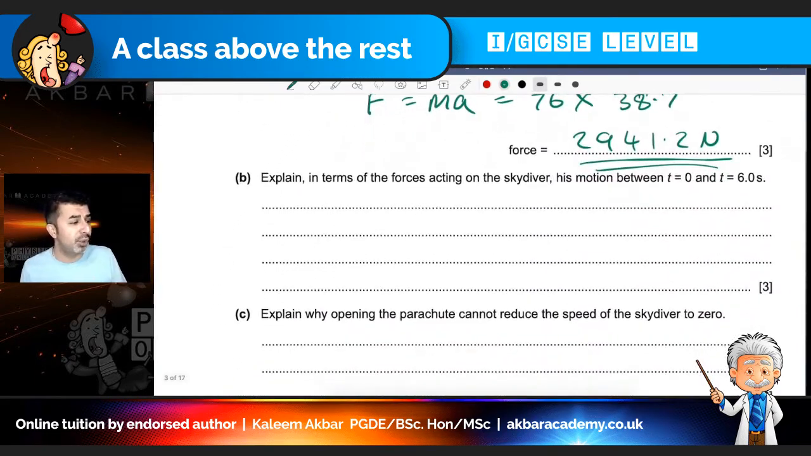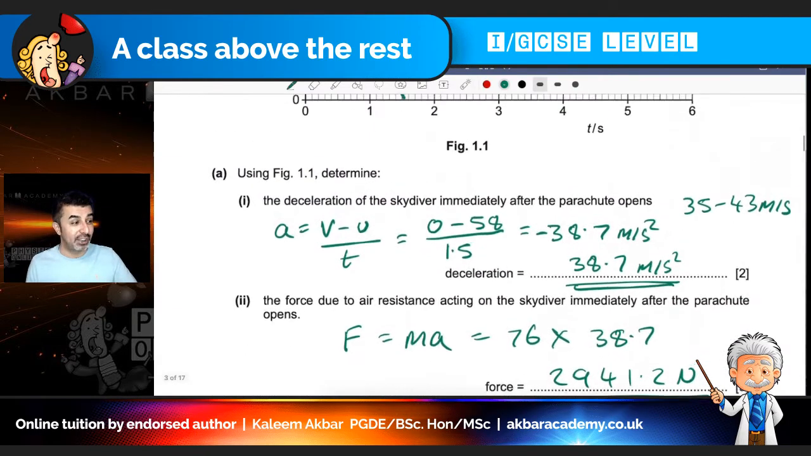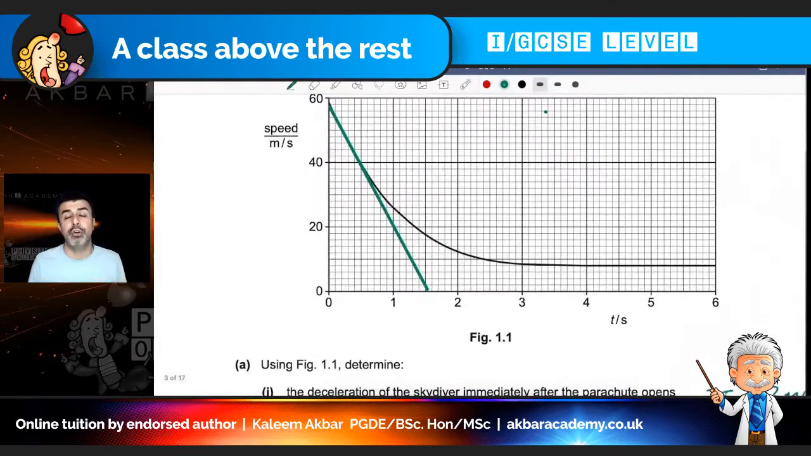Explain in terms of the forces acting on the skydiver, his motion between 0 and 6 seconds. Now, here is a question to be careful of in actual exams. The graph itself does go to 6 seconds, so we're lucky here. But very often, you're given questions where the graph might span 15 seconds, 20 seconds, and the examiner still only asks you for 6 seconds. What happens here quite often is students will end up telling the examiner about the entire thing, think they've done a brilliant answer, which they probably have, but if they've only asked you for the first 6 seconds, you don't tell them about the entire graph. You will not be awarded marks for such things.